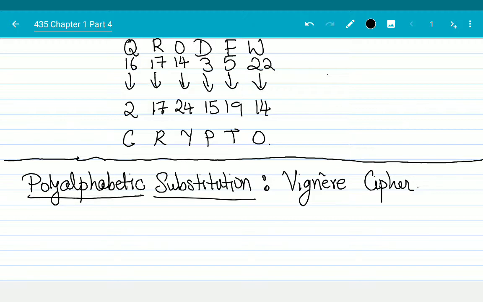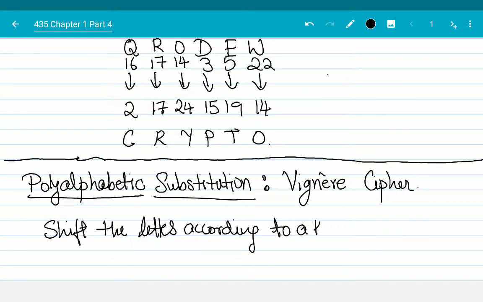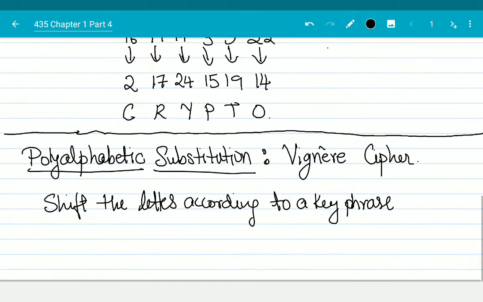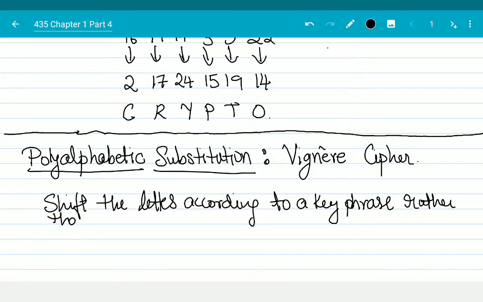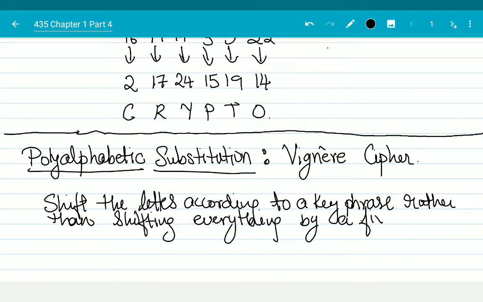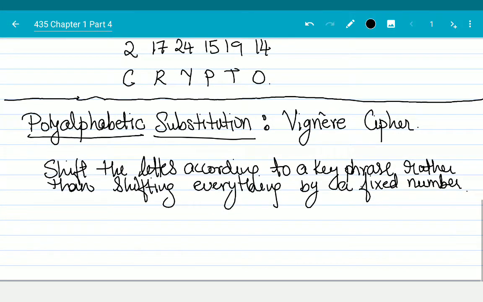Okay, so what is the Vigenere cipher? The Vigenere cipher is similar to the shift cipher, but instead of moving things by the same number every single time, we now shift the letters according to a key phrase, rather than shifting everything by a fixed number. What do we mean by that?